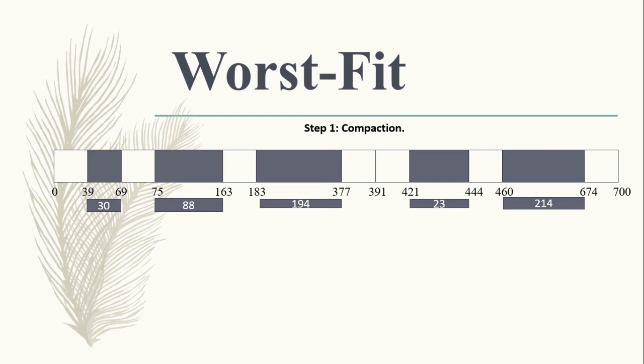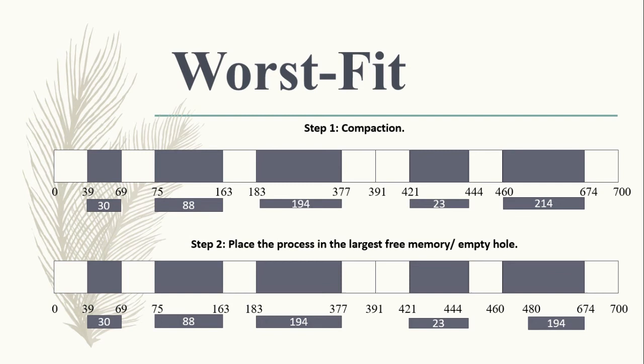Worst fit, remember, we need to choose the largest or the biggest empty space. Again, the same steps, we do compaction to find each size of the shaded block. So 69 minus 39 is equal to 30. 163 minus 75 equals 88, and so on. For step 2, place the process in the largest free memory or empty hole.